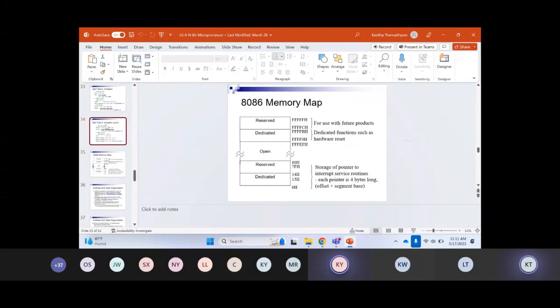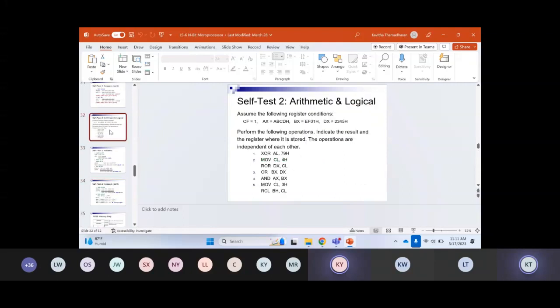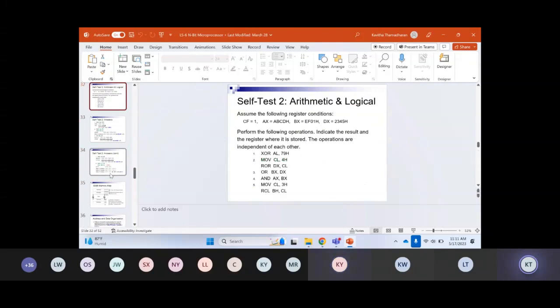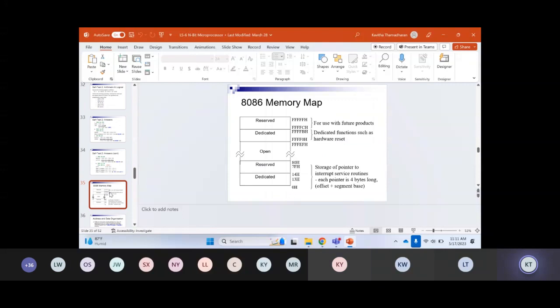Okay, thank you. So that's it about this self-test 2, arithmetic and logical. I'll move on with the 8086 memory map, right?